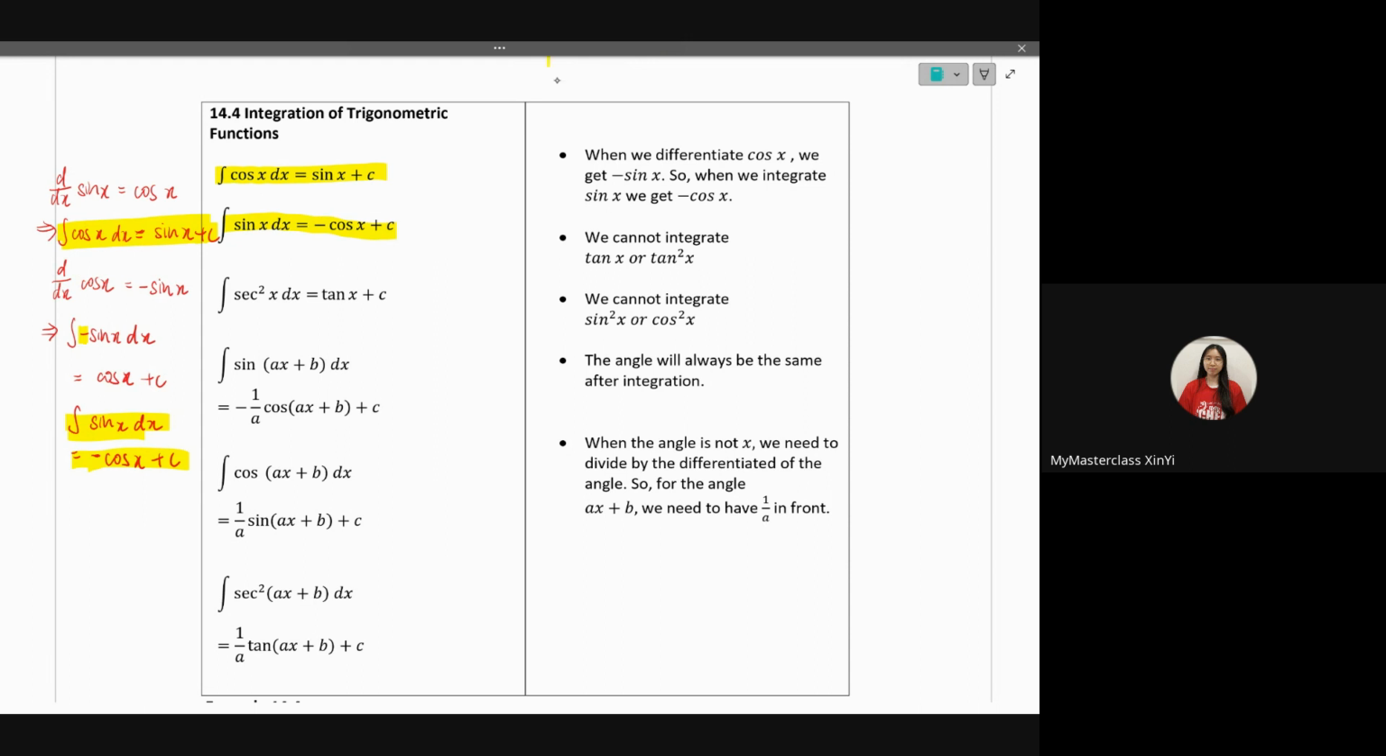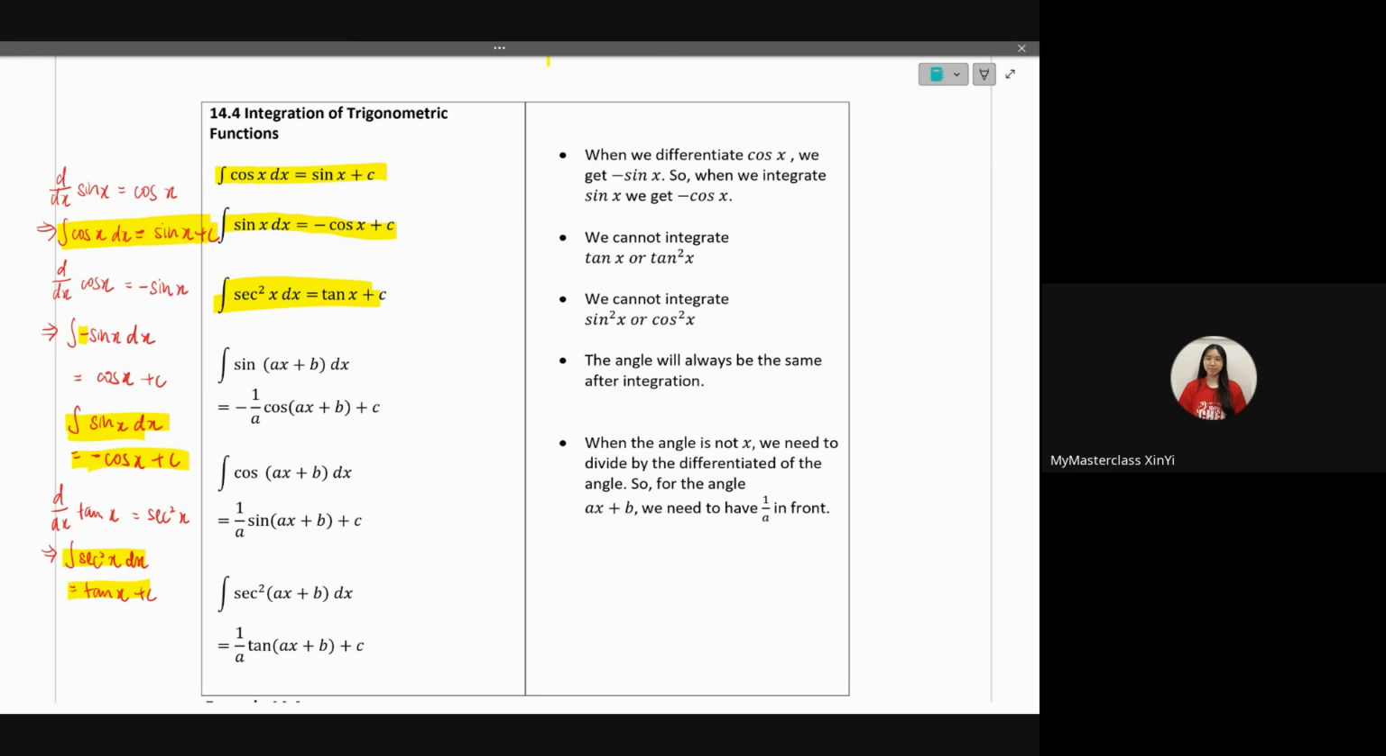Then also recall when we differentiate tangent x, we will get secant square x. So the reverse will be true. When I integrate secant square x with respect to x, I will get back my tangent x plus c, which is this part over here. Recall, when I differentiate tangent x, I get secant square x, so the reverse is true, right?